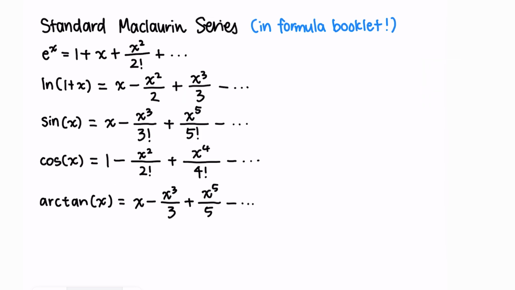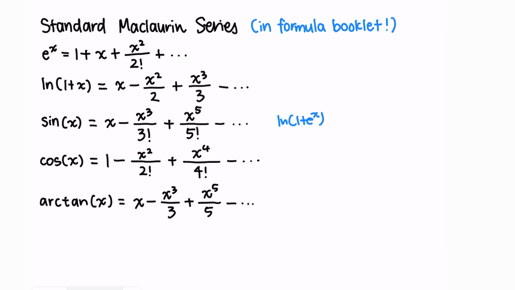Now, the second way of finding Maclaurin series is using the standard Maclaurin series. We have 5 Maclaurin series over here in your formula booklet: e to the power x, ln(1 + x), sine x, cosine x, and arctangent x. For all these formulas, we can substitute x for anything. So we can substitute x for x squared, 5x, x squared plus 1.